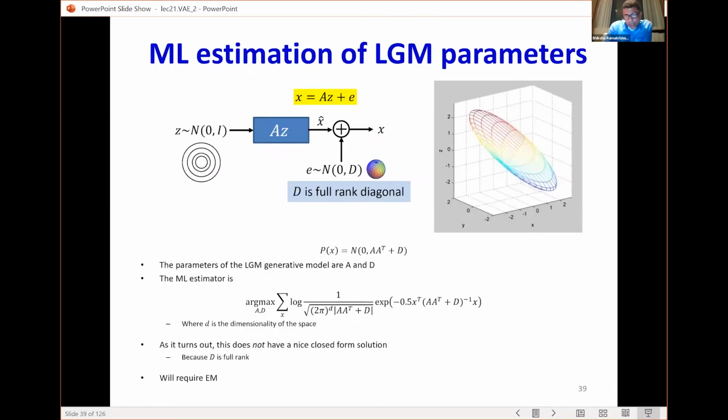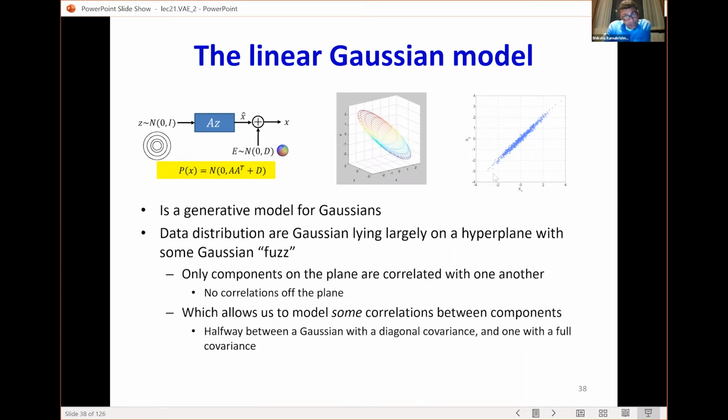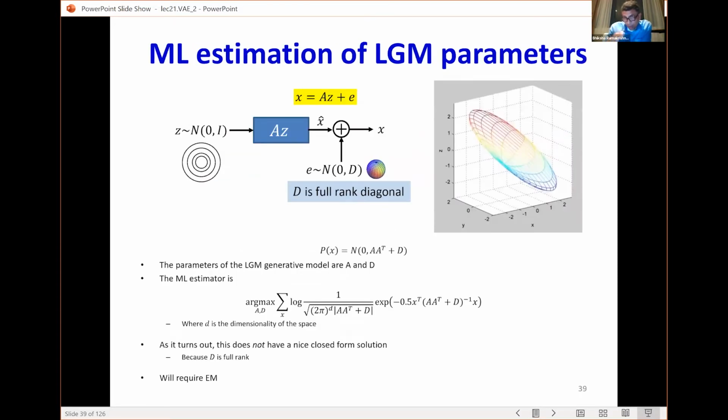So this is basically saying, and this is a very realistic model for Gaussian data, that the data has a Gaussian distribution, which principally lies very close to a subspace, and all of the correlations occur on the subspace, and the fuzz of the subspace is noise. And this is a superior model to principal component analysis, as you can see, because the model for the noise is more realistic. But then what if I gave you a collection of data generated by this model?